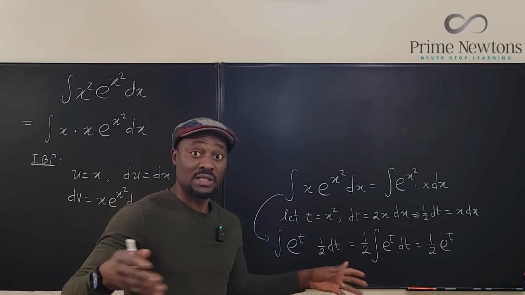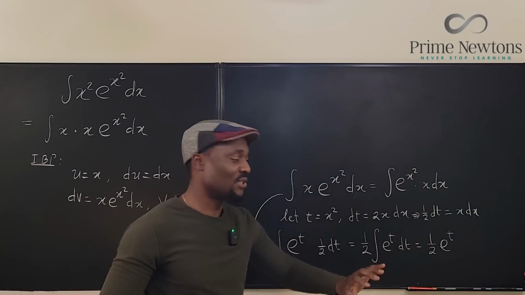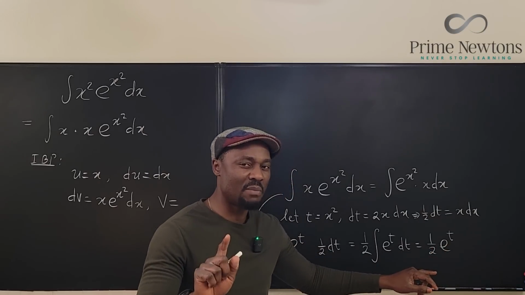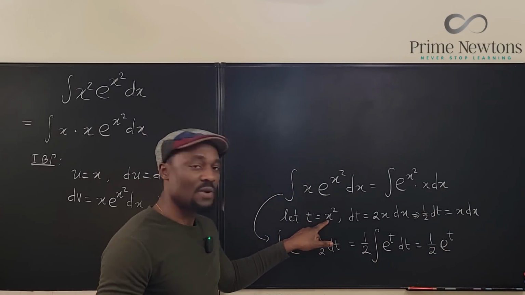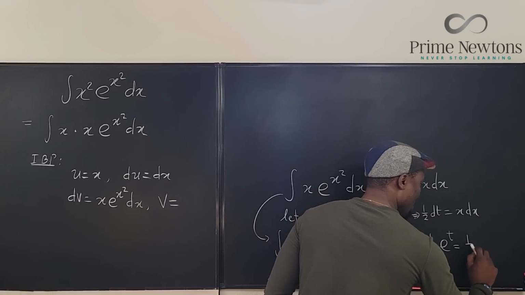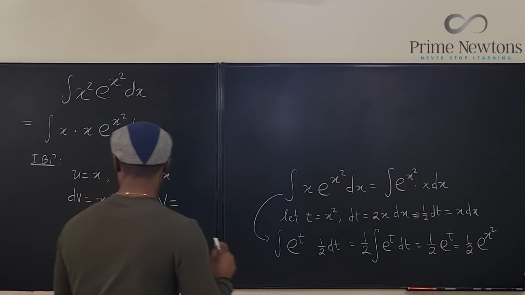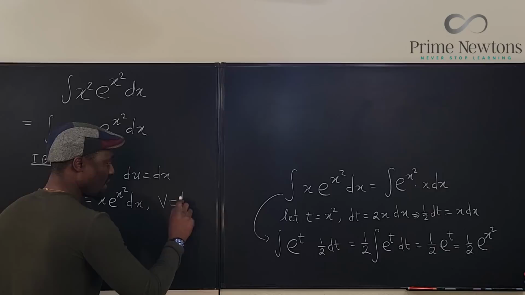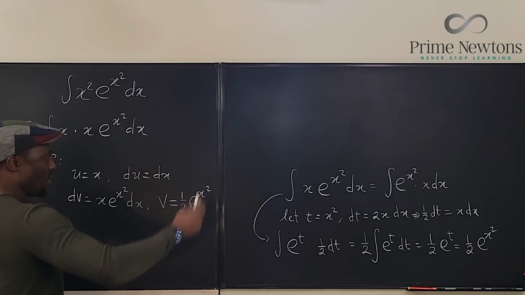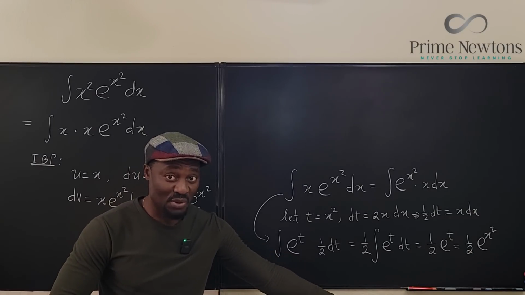We're not going to do plus c because we're doing integration by parts. We're not at the very end of all the c's. So this is just our answer, 1/2 e to the t. But remember, we said t is equal to x squared. So the integral is basically 1/2 of e to the x squared. So if we go back here, we can write 1/2 of e to the x squared. Okay, now we're ready to write the answer for our integration by parts.